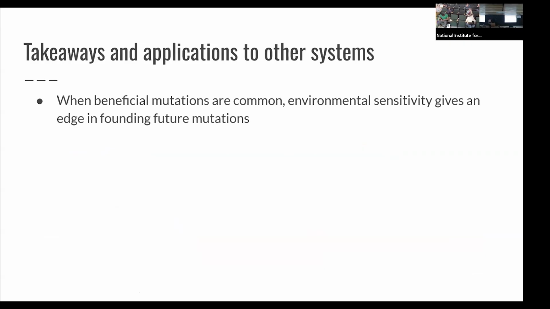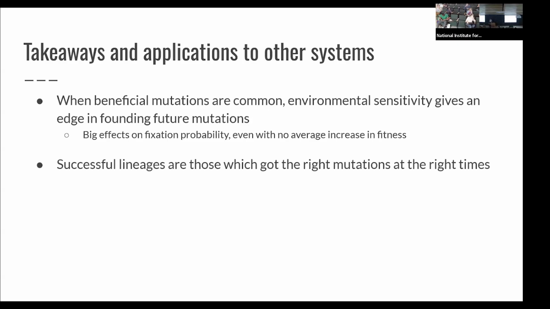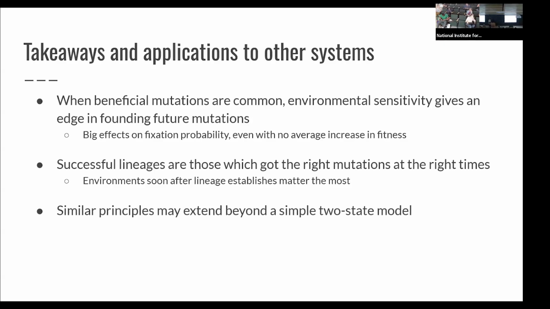And yeah, just some overall takeaways are that in this regime where beneficial mutations are common, it's good to care about the environment, even if you don't get an average fitness boost, because it helps you get lucky and found future mutations more quickly. And the most successful lineages will be those that in retrospect got the right mutations at the right times, especially corresponding to the environments that appear right after it establishes. And this was a really simple, boring two-state model, but I expect similar principles should apply beyond it.